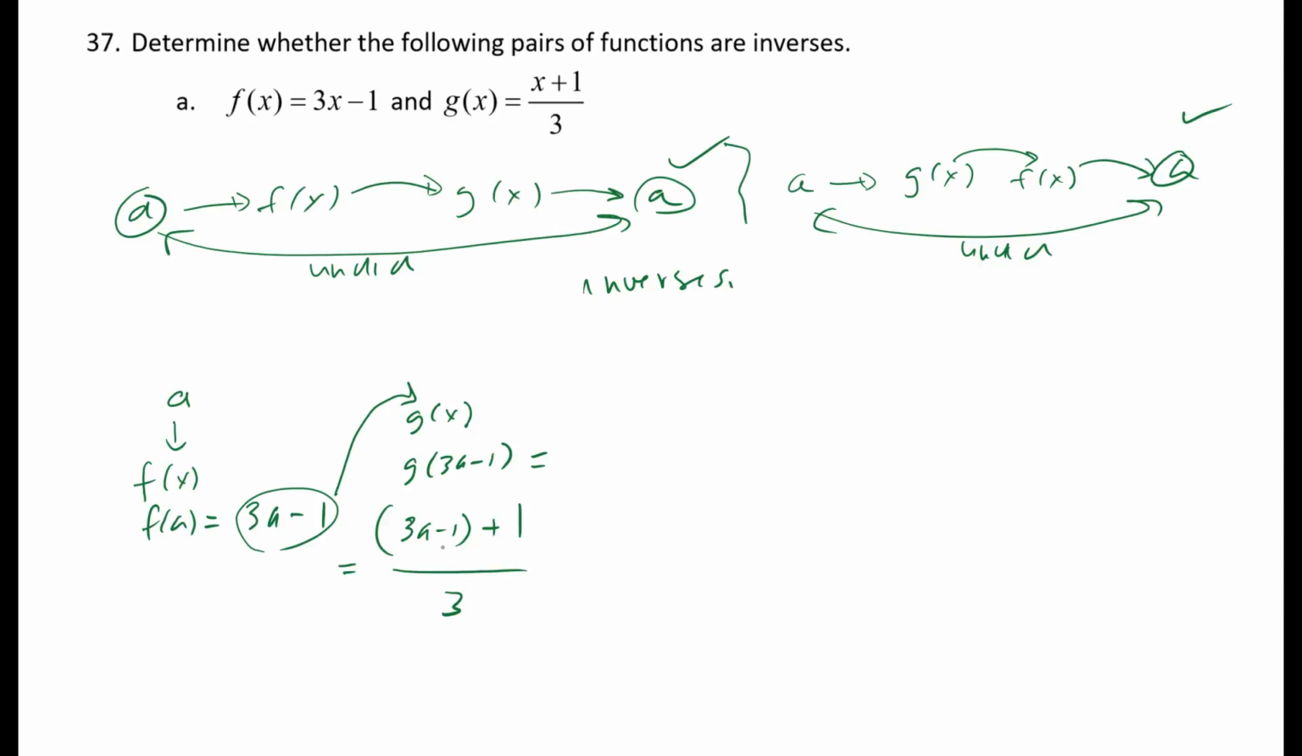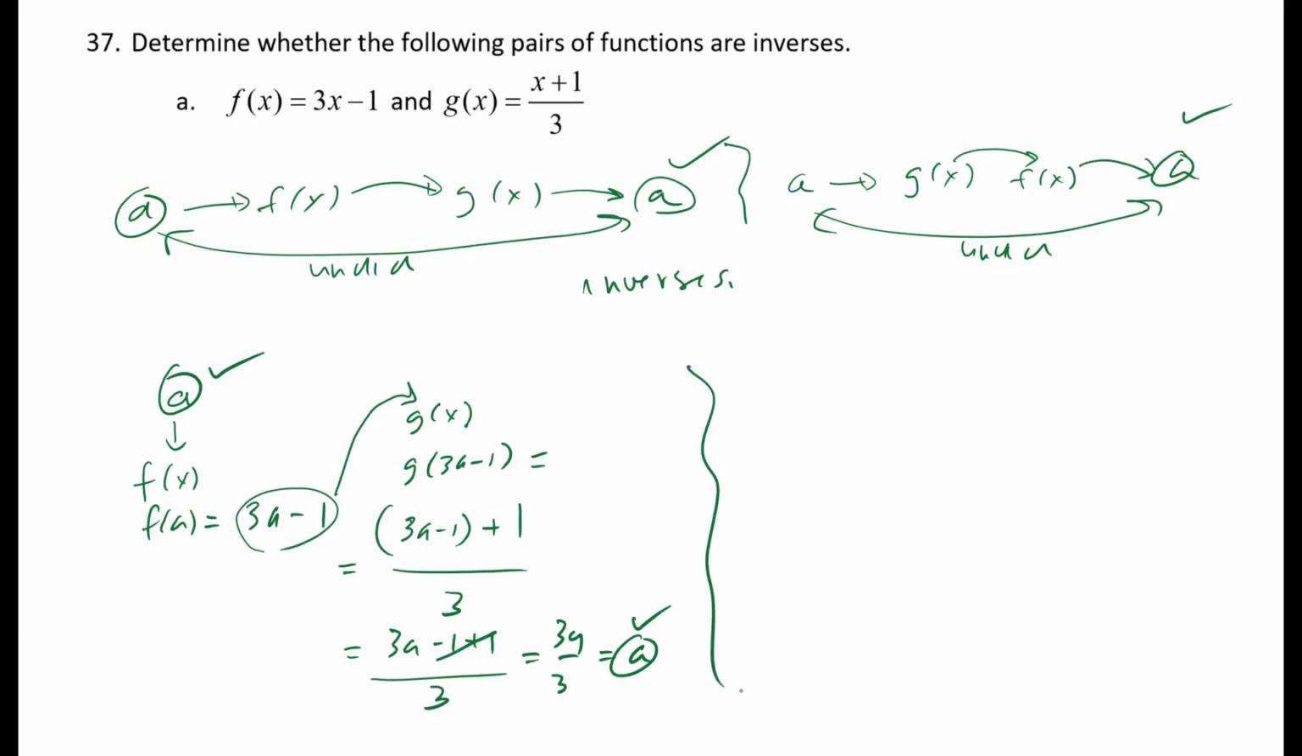And now we have to simplify this. So this is 3a minus 1 plus 1 all over 3. Negative 1 plus 1 cancels. This is 3a over 3, which is just a. So we put in a, ran it through both functions, a came back, so that's good. And now we'll just check the other direction.